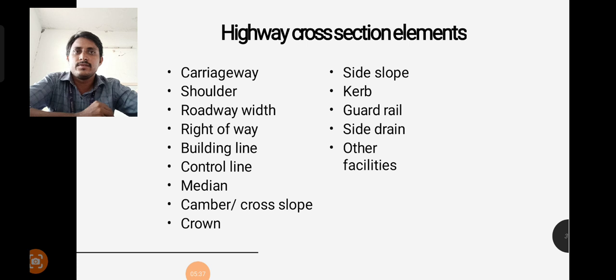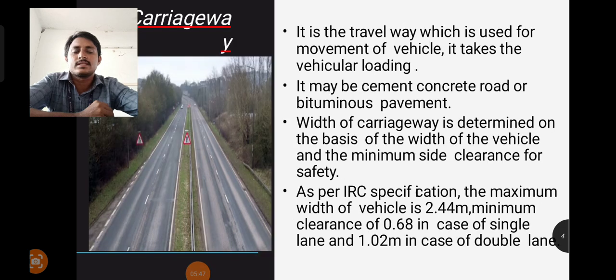So individually we'll discuss what the highway cross-sectional elements are. In each topic we'll discuss, first let us discuss what is carriageway. Carriageway is also known as roadway. The purpose of the carriageway is for the movement of vehicles.